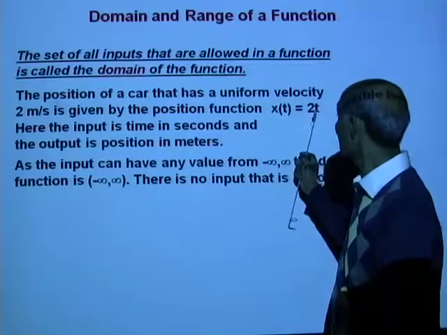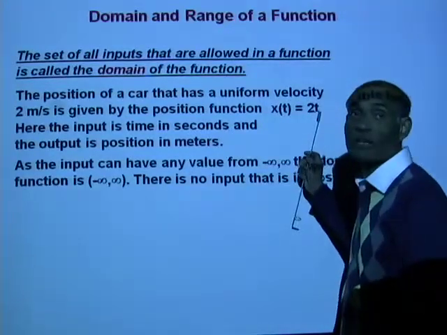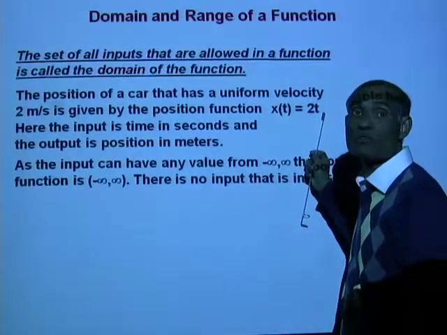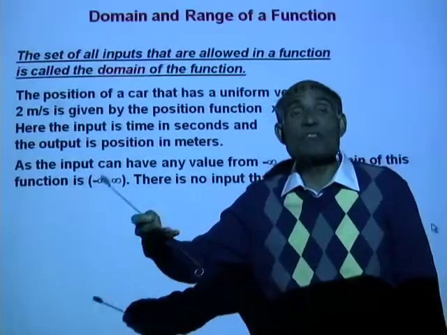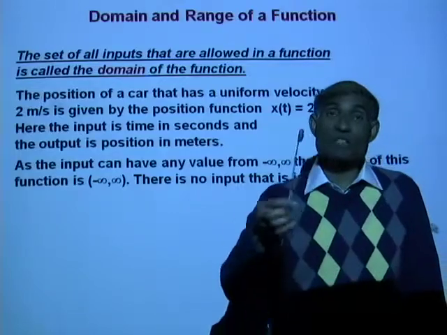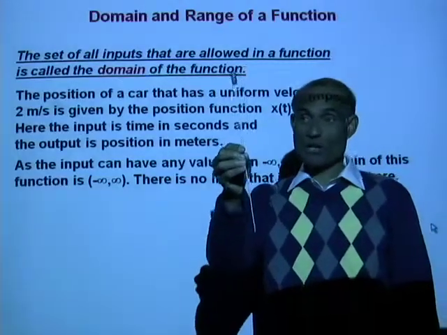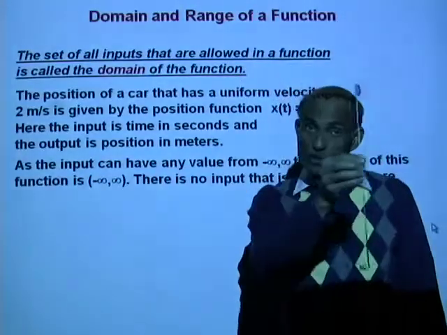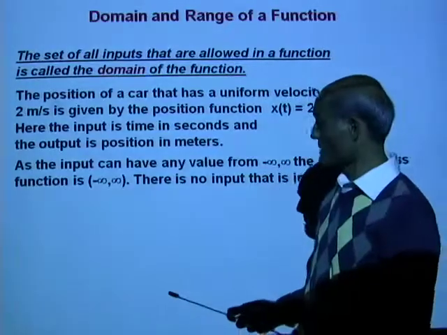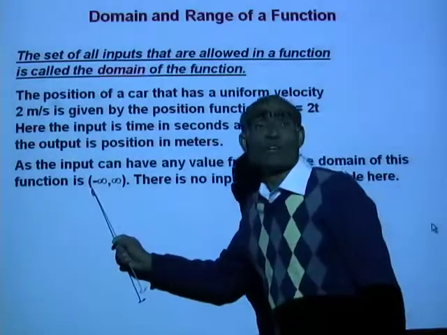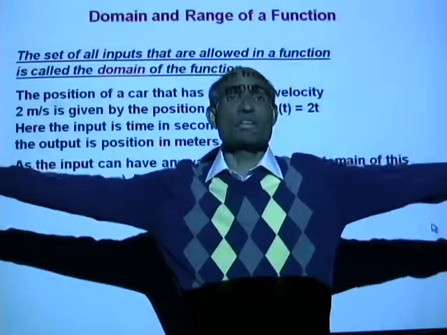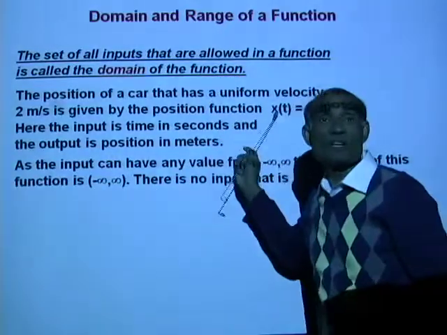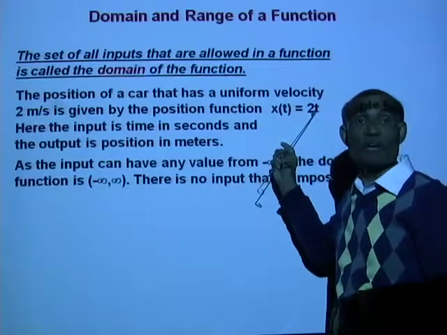When t equal to 5, x equal to 10. When t equal to negative 5, x equal to negative 10 meters. So the position of a car can be positive x or negative x. That's right. So you can actually take any number from the set of numbers from negative infinity to positive infinity. It can be used as an input here.